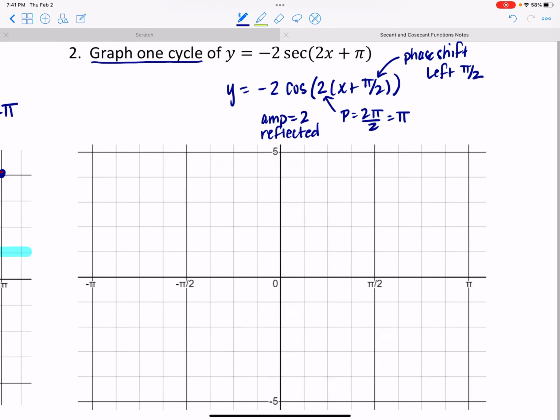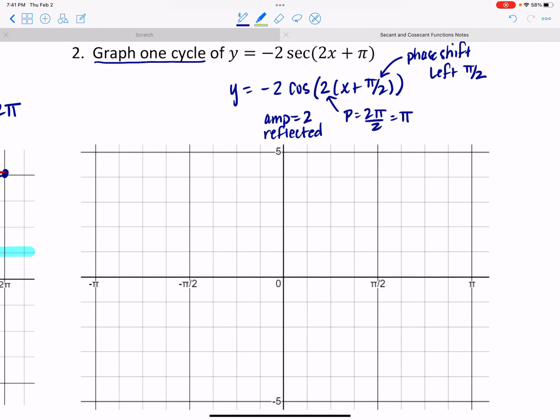It's not going up or down, so I don't want to move my midline this time. I want to move my y-axis reference line. So left pi over 2 means we're going to start here. I'm going to use this dotted line because it's not part of my graph. And cosine is supposed to start at its max. This one's going to start at its minimum because we're reflecting, and that minimum is going to be -2.